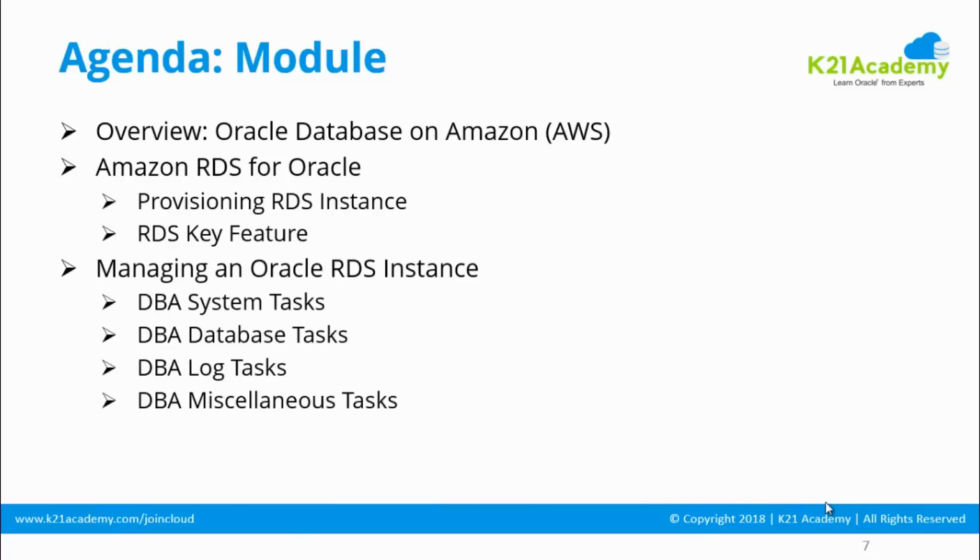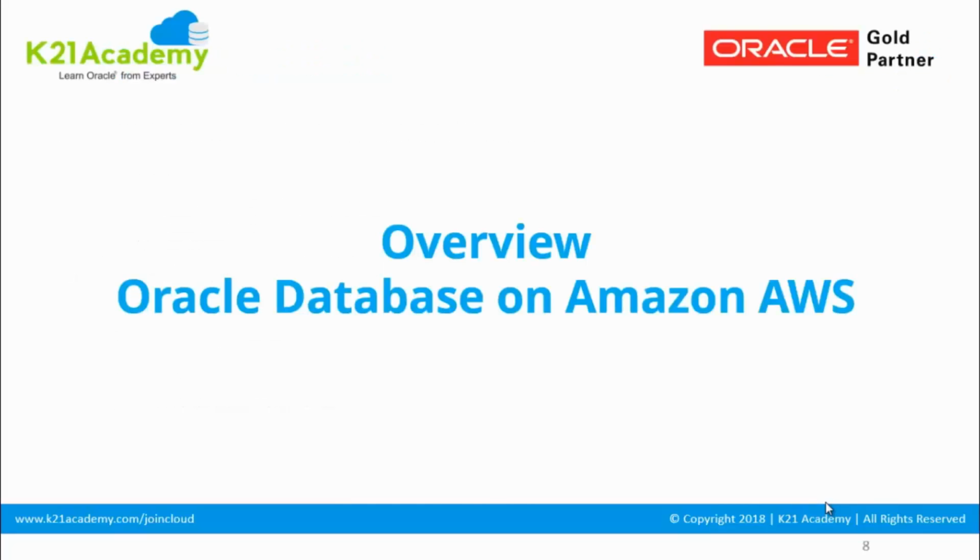And then comes, how do we manage this particular RDS instance, or an Oracle deployed in an RDS instance? Typically, we categorize the tasks from a DBA perspective into system tasks, database tasks, log tasks, and miscellaneous tasks. We will cover them as we progress through the course. Now, for the current discussion of this lesson, let's get an overview of how and what of Oracle database on Amazon, or AWS. So that's about the overview of this course, Oracle database on Amazon Web Services.